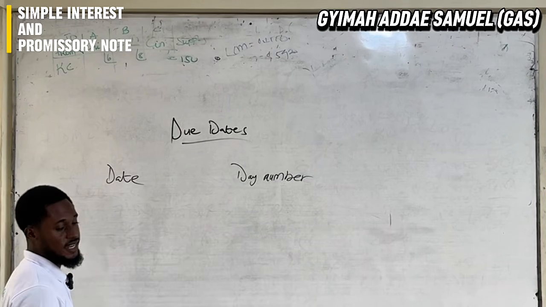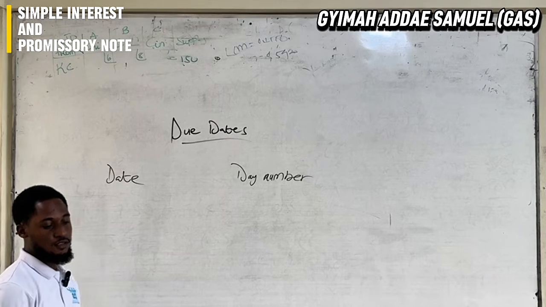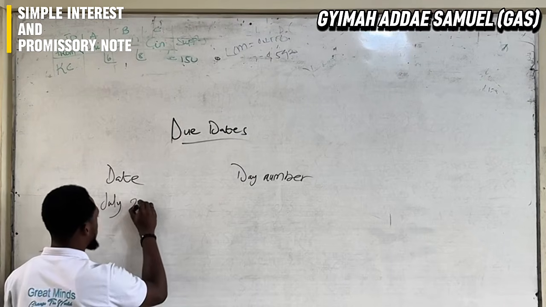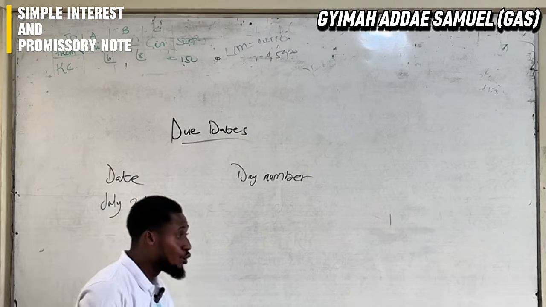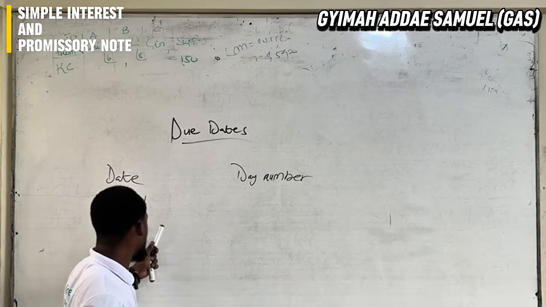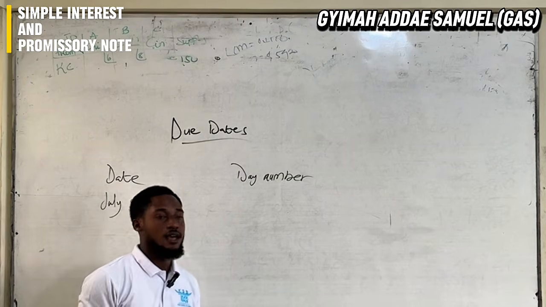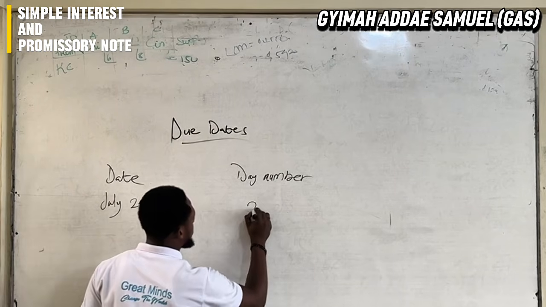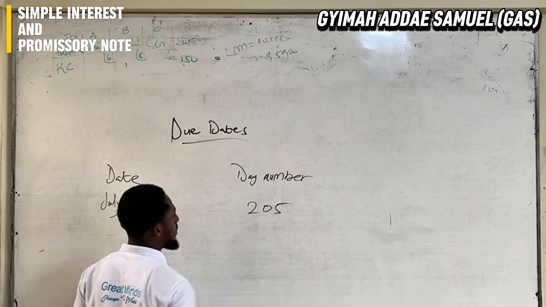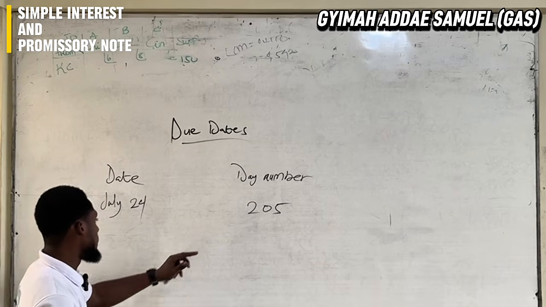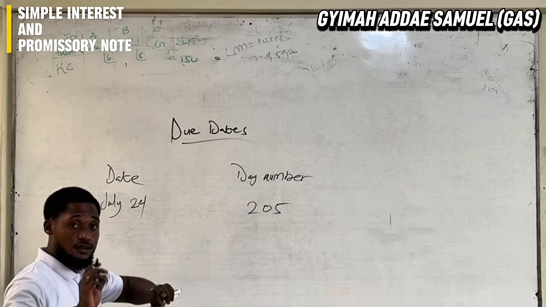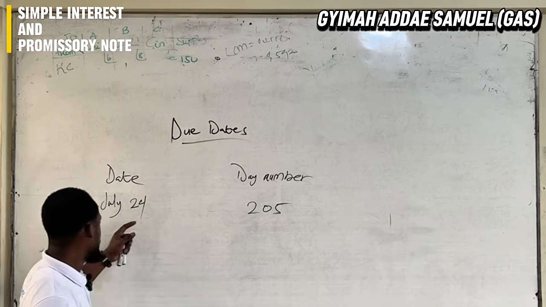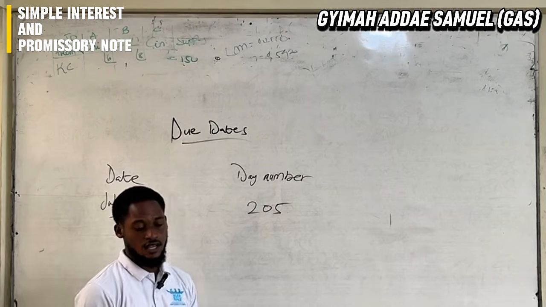So you would have to find the day number. The due date here is July 24th, and you have to know the day under which July 24th falls in the year. July 24th falls under 205. So July 24th is the 205th day in the year.